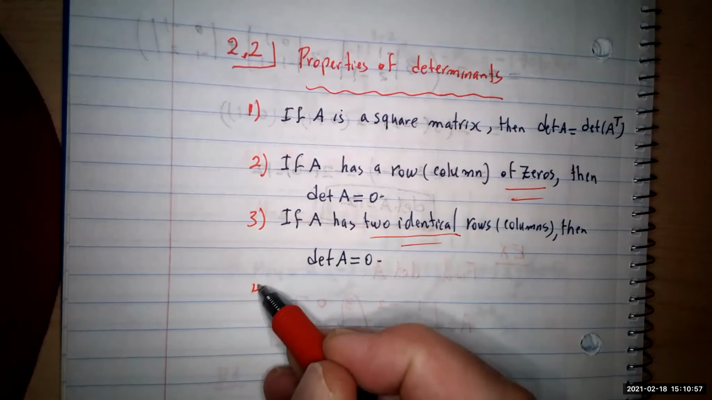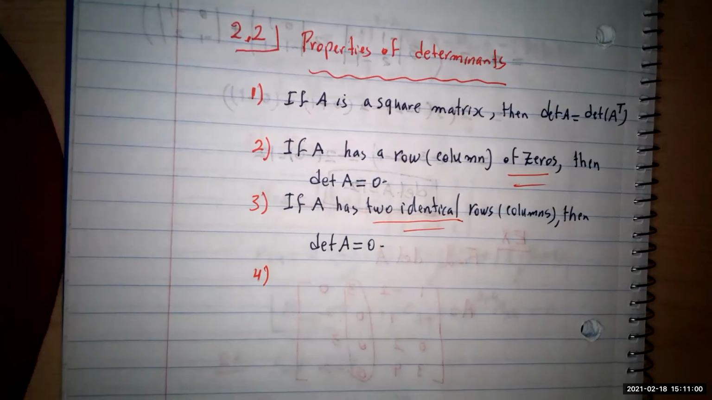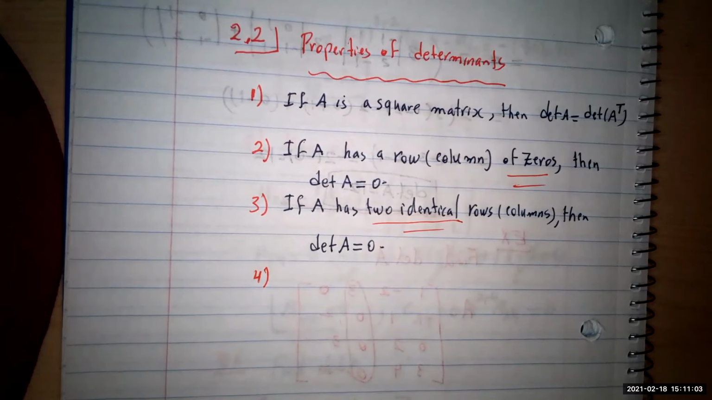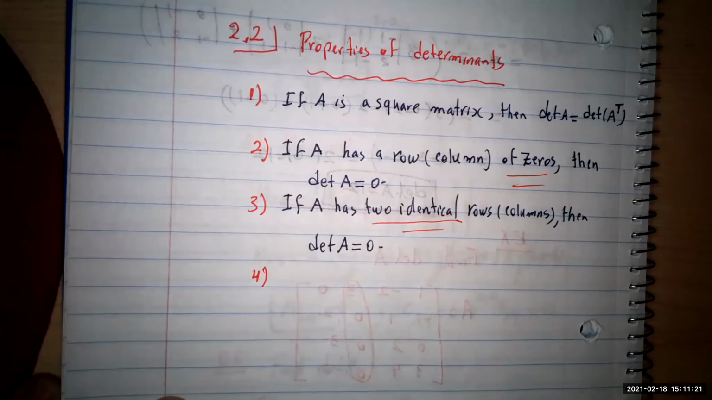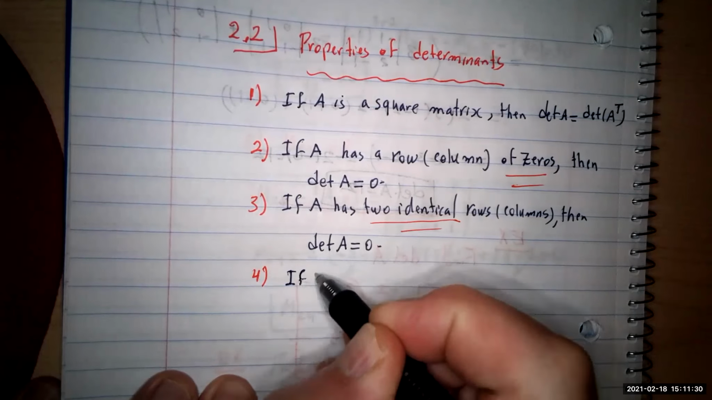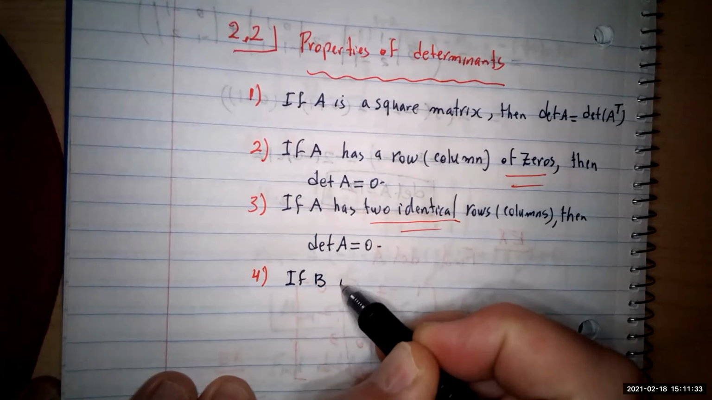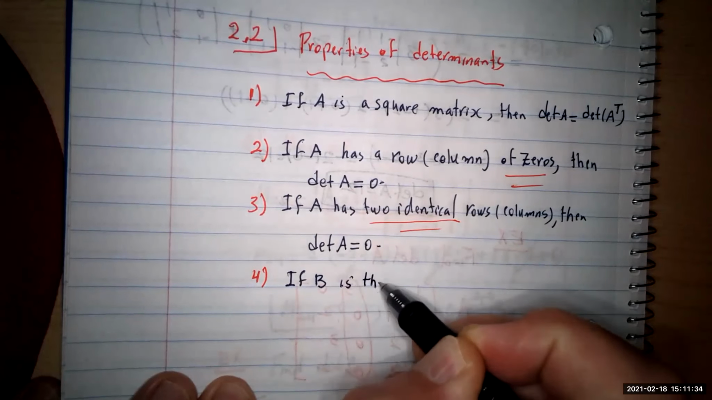Number 4 is going to be interesting. We are going to use it from time to time. Sometimes you may have to multiply a row of a matrix by a number k, or sometimes you may have to divide it. So we want to know what the determinant of the resulting matrix is going to be. Suppose B is going to be the resulting matrix, the new matrix obtained.